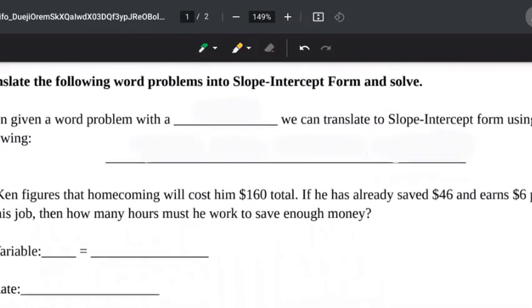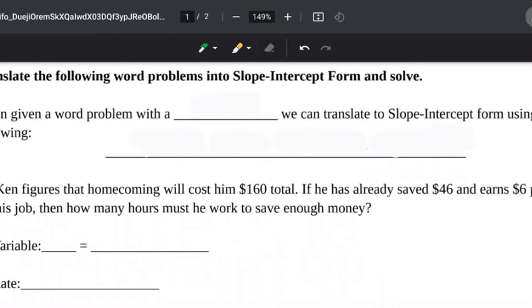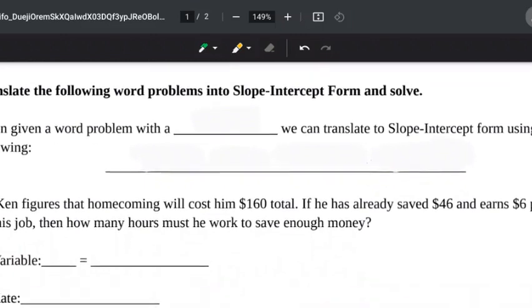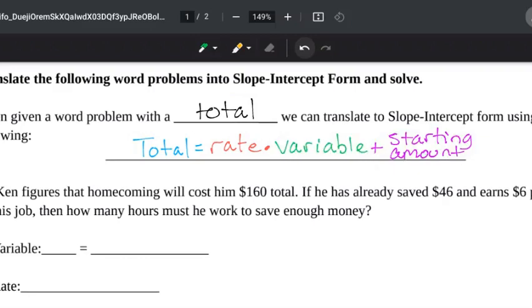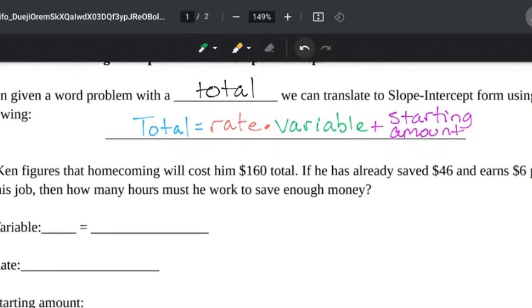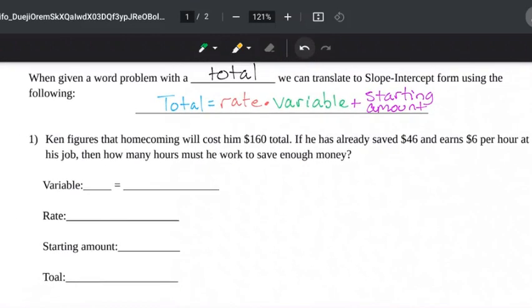Okay, so let's get started. Translate the following word problems into slope-intercept form and solve. And again, that slope-intercept form follows a specific pattern. When given a word problem with a total, we can translate to slope-intercept form using the following. So our total, let's try that again. Our total equals the rate times our variable plus a starting amount if we're given one. So, do my best job to color code this here.